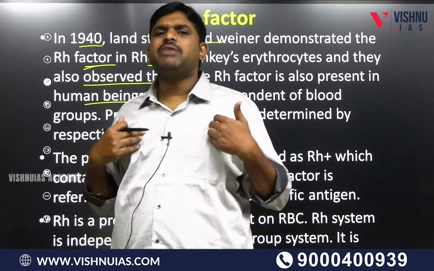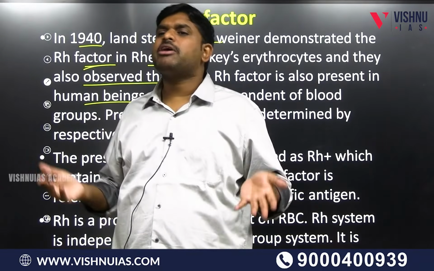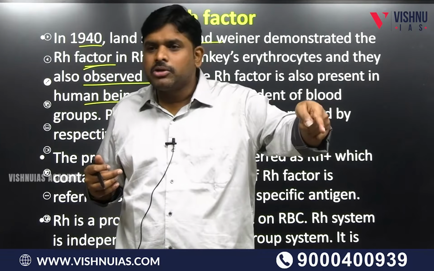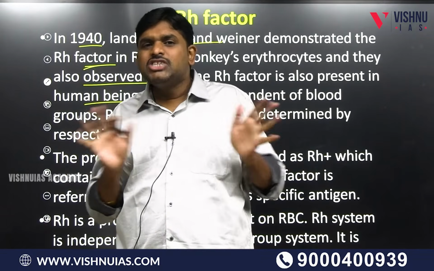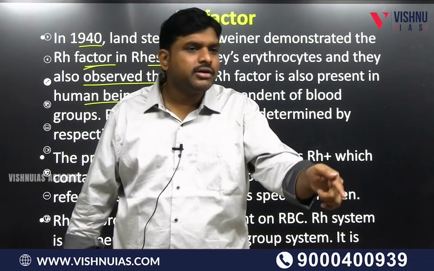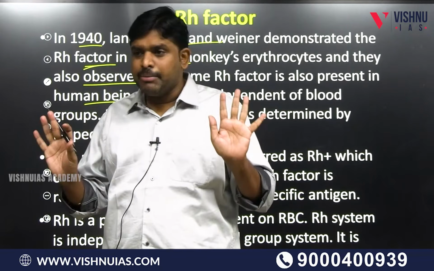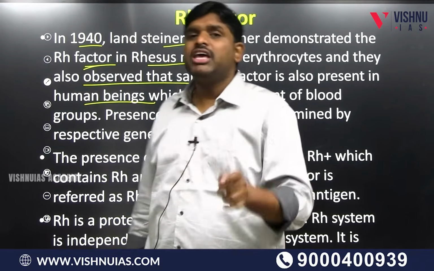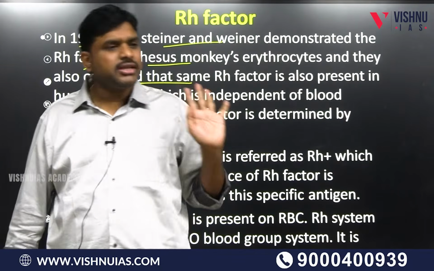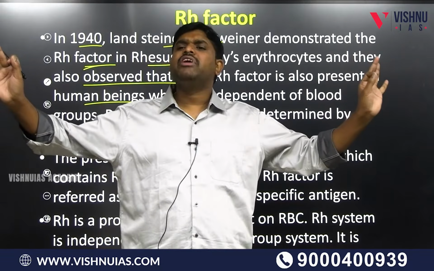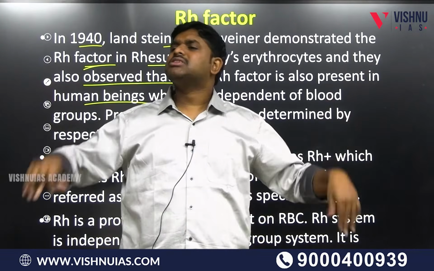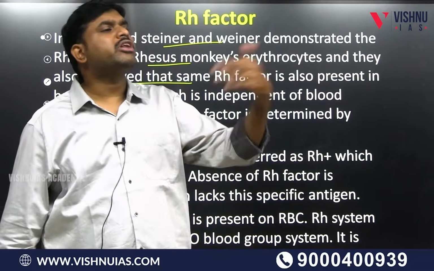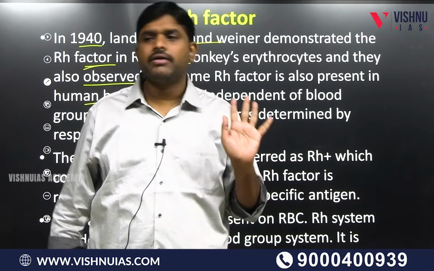If blood group A is there, rhesus might be present, might not be. If blood group B, it might be present, might not. It is independent of the blood group system. There is no relevance between the blood group system and rhesus. Both are independent. But if the rhesus factor is present, then we call it positive. If the rhesus factor is not present, then we call it negative. Simple. When we say O positive, O negative, it means O blood group with rhesus factor is O positive. O blood group without rhesus factor is called O negative.